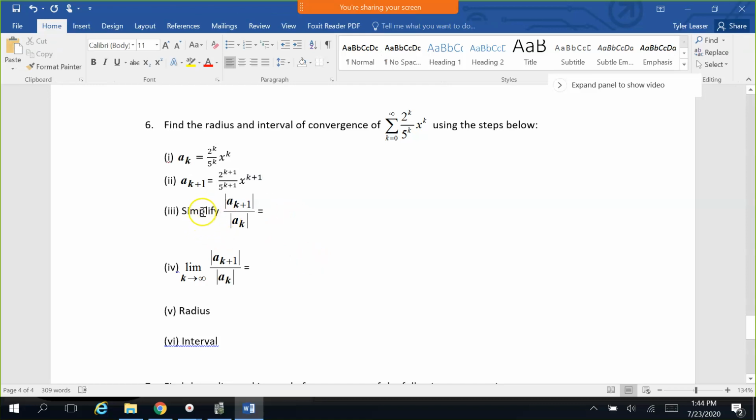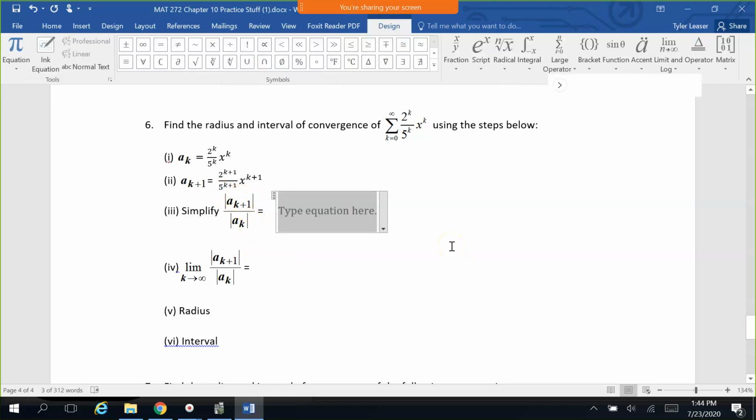Next it's asking you to simplify the absolute value ratio of the k plus 1 term over the kth term. So I'm going to write it as the absolute value of the k plus 1 term and then the reciprocal of the kth term. So it's going to be 2 to the k plus 1, I'm also going to put the x to the k plus 1 up here in the numerator, and then the 5 to the k plus 1 would be in the denominator. That times the reciprocal of the kth term, which is going to have the 5 to the k up top, and then the 2 to the k, x to the k in the denominator.